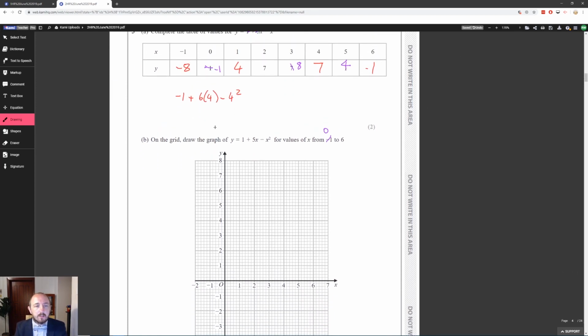On the grid, draw the graph from 0 to 6. So 0, -1, then 1 is 4, 2 is 7, 3 is 8, 4 is 7, so it's symmetrical around here. 5 is 4 and 6 is -1. So you would try and draw this with a smooth curve. Not easy to do on the computer, but you would try and make a smooth curve.